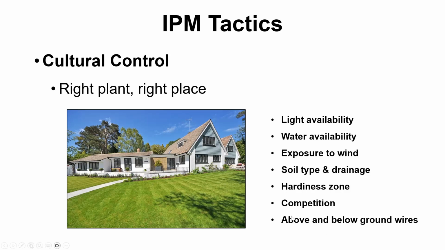And then you also want to think of physical things like above and below ground wires. Call 811 before you dig. You don't want trees going into pipes, or if you're planting a tree, you don't want it to hit the overhead wires in front of your house so that they come and mangle it with their pruning. These are all things you want to think about when planting, so that you can plant something and set it up for optimal growing conditions.